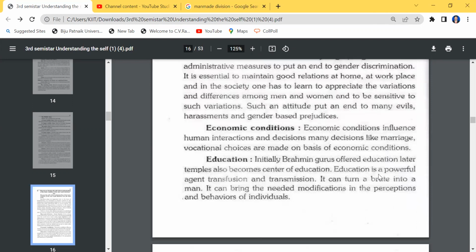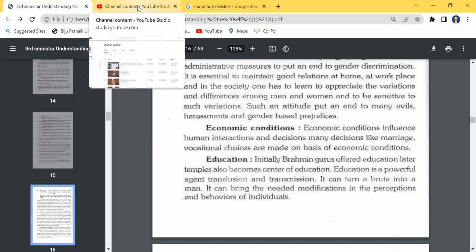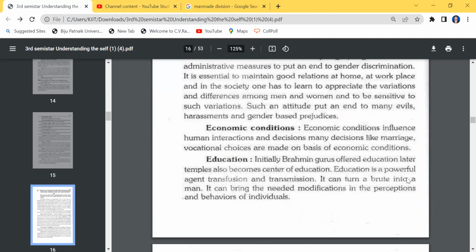Economic conditions. Remember, economic conditions. What are economic conditions? Economic conditions influence human interactions and decisions. Many decisions like marriage and vocational choices are made on the basis of economic conditions. Economic conditions also influence women's lives. Whenever a person takes decisions, it depends upon the economic conditions. Various proposals also depend on the economic conditions.